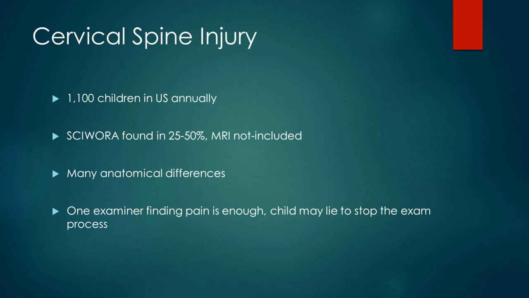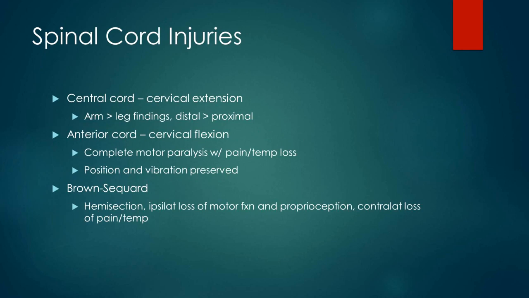So if one examiner finds pain is enough, you may have to go ahead and consider immobilization and spinal cord evaluation. So, different types of spinal cord injuries. You've got your central cord syndrome, which comes from cervical extension. That's going to be arms greater than legs findings, distal greater than proximal. Anterior cord syndromes are going to be cervical flexion injuries, usually complete motor paralysis with pain and temperature loss, but they have retained position and vibratory findings.